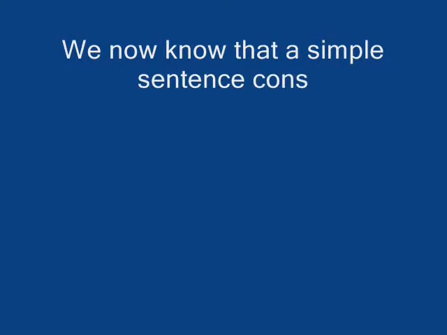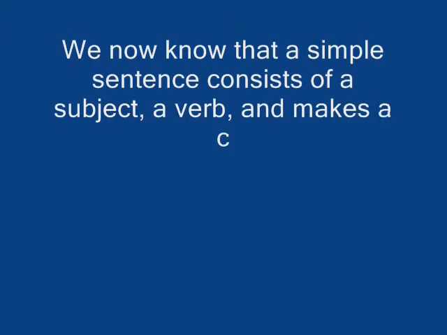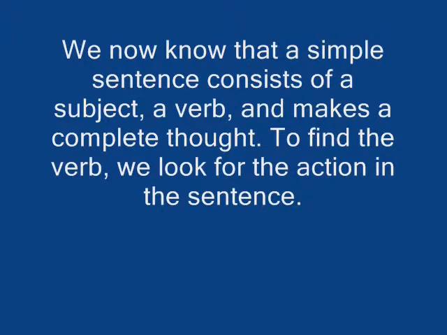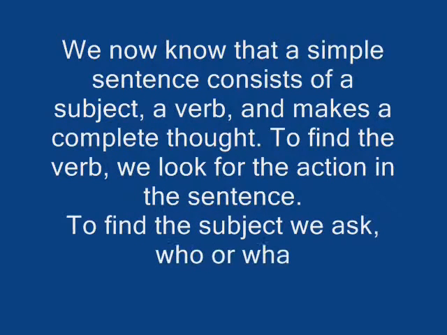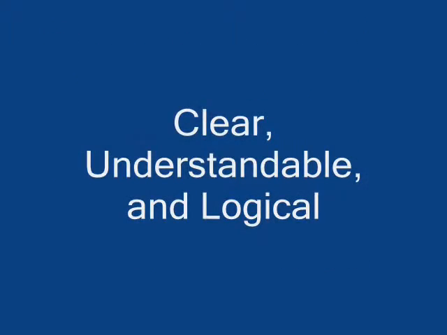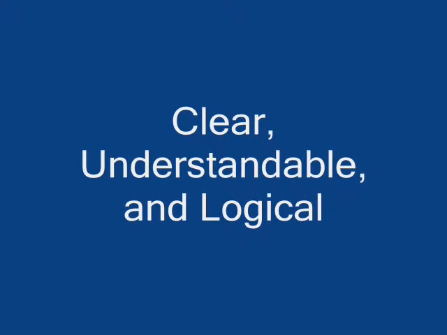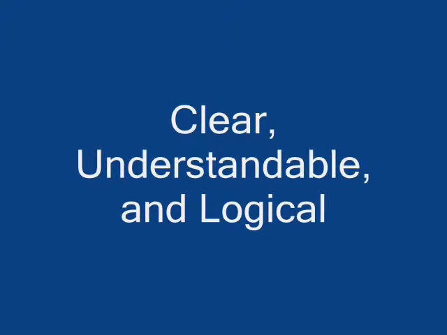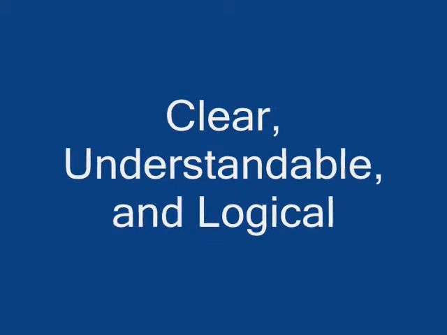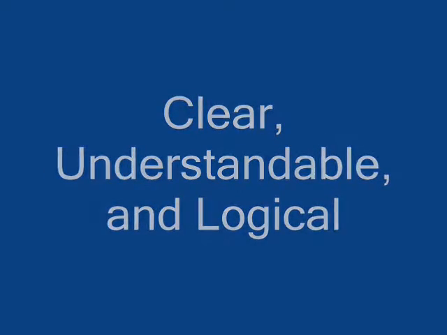So what did we learn? We now know that a simple sentence consists of a subject, a verb, and it makes a complete thought. To find the verb, we look for the action in a sentence. To find the subject, we ask who or what is doing the action. And now, of course, we know how important it is for our sentences to be clear, understandable, and logical. Keep practicing your sentences and keep growing as a writer. Please watch my podcast titled Compound Sentences to help bring your writing to the next level.